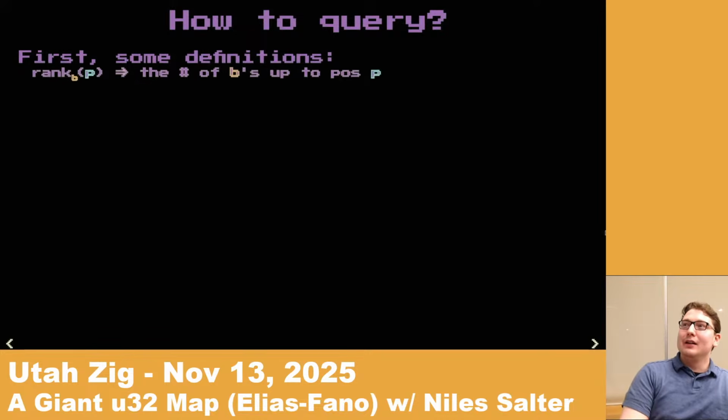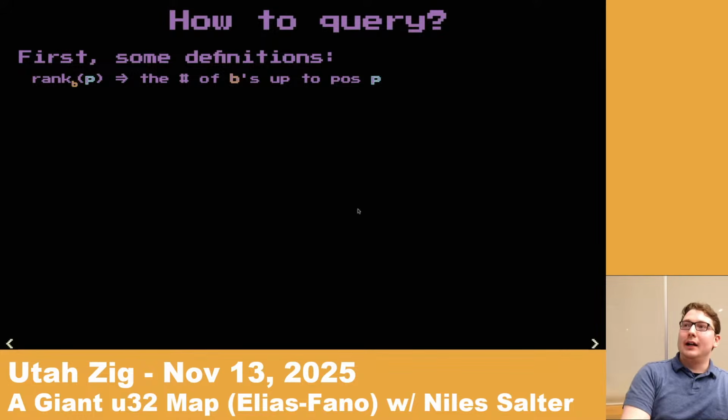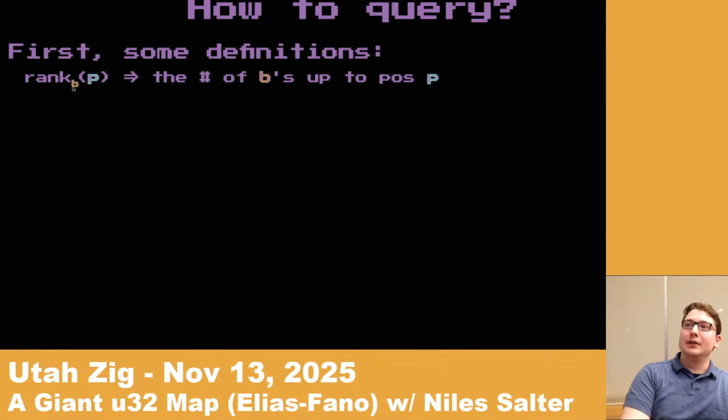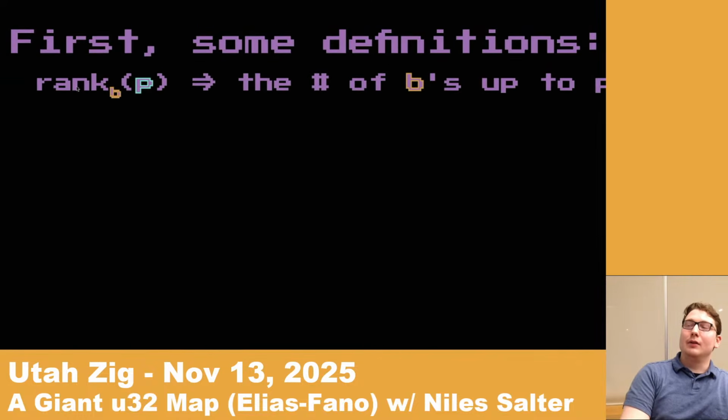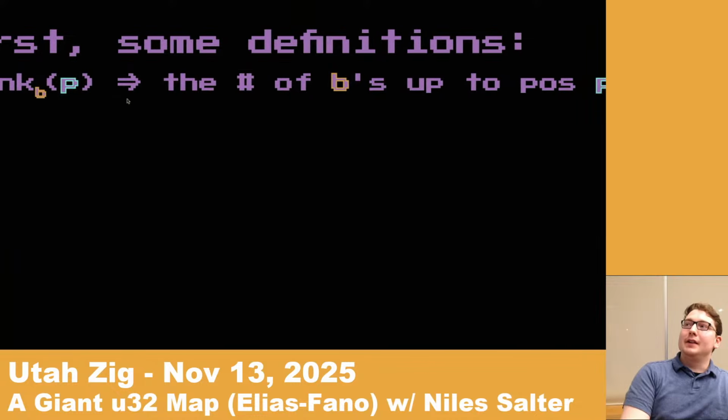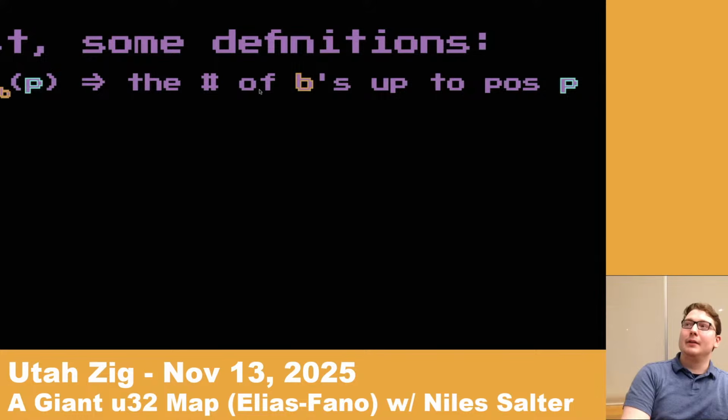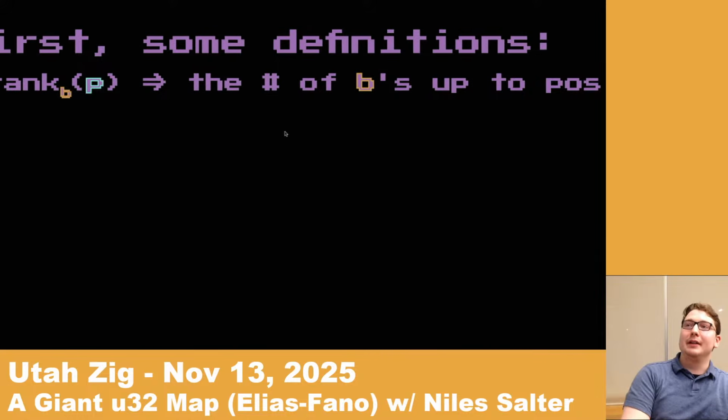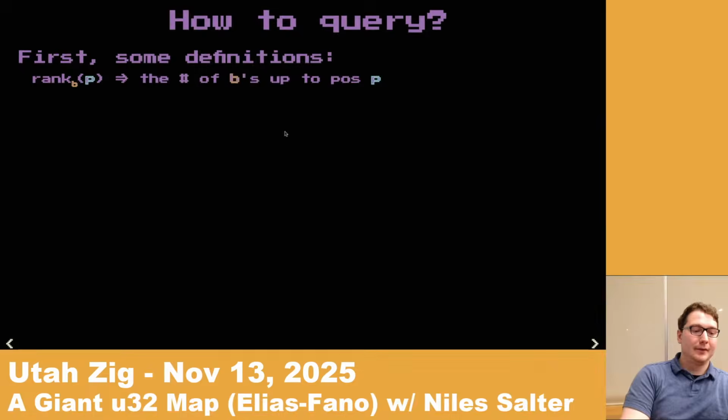Eventually. So first, I'm just going to define a couple functions. We have the rank function, which has the subscript of b, which allows us to pick either a 1 or a 0. And so this is the number of 1s up to position p, or it could be the number of 0s up to position p. And that's what this rank means.